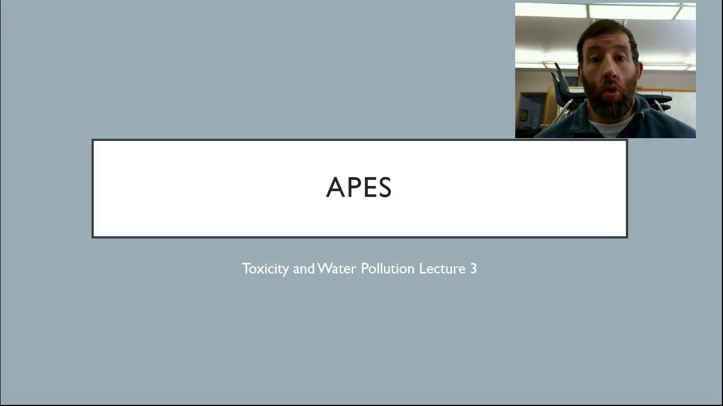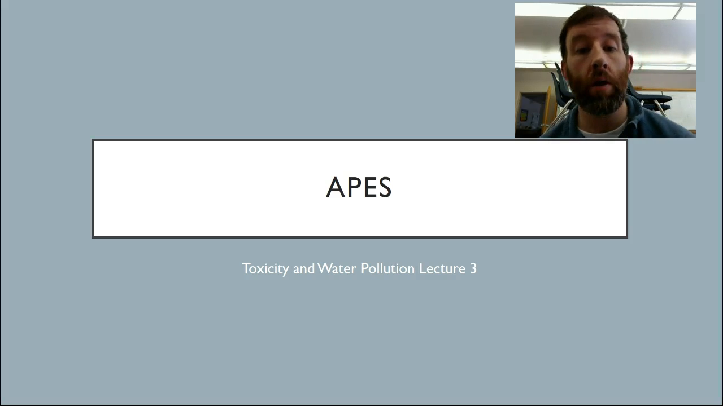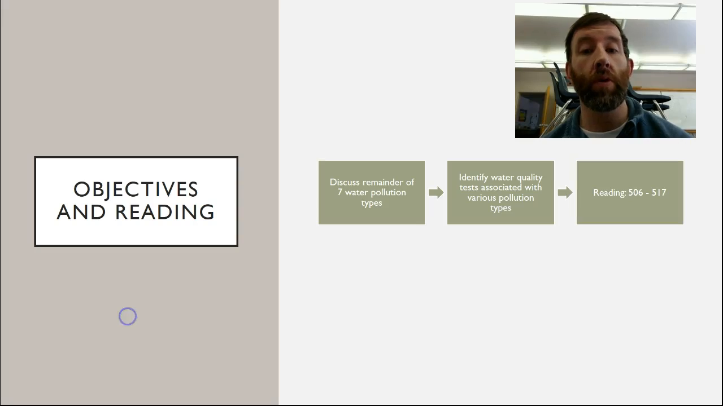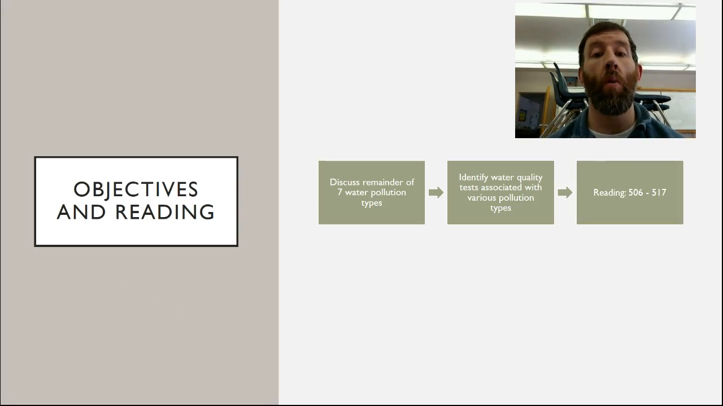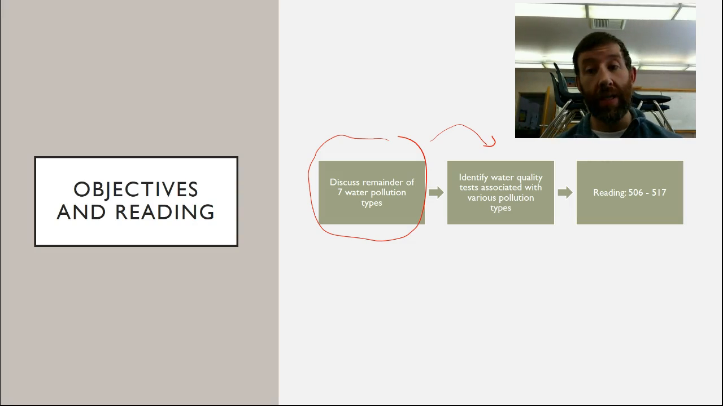All right, so we are back for the third installment of our toxicity and water pollution discussion. What we're going to focus on today is discussing the remainder of the 7 water pollution types. We've already discussed a few of those in the last lecture. Then we will wrap things up with identifying the various water quality tests that we do to test for certain types of pollution.